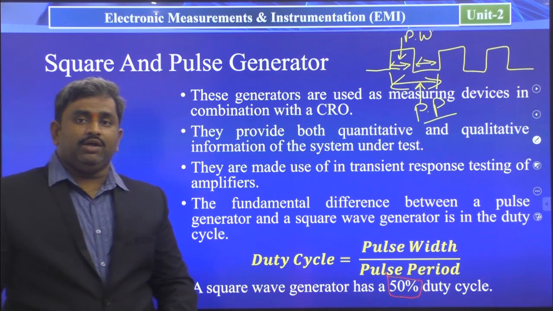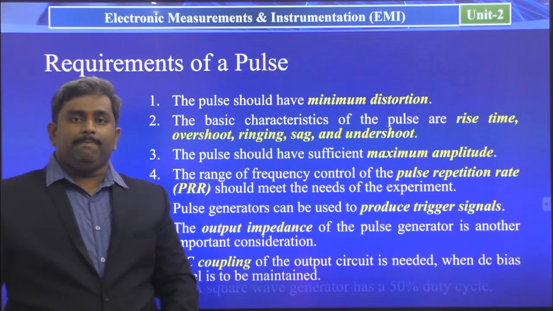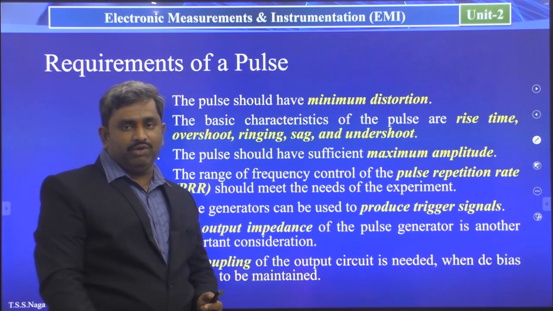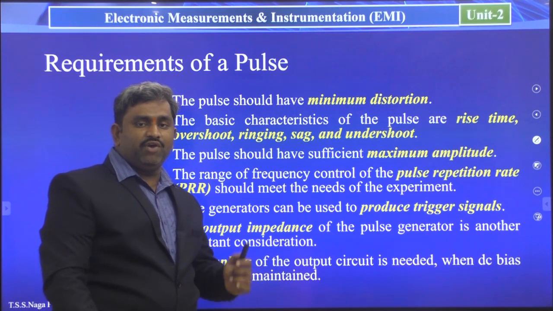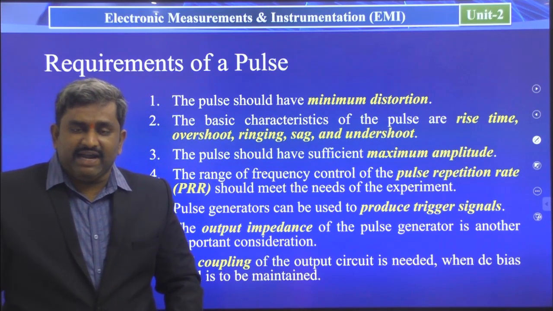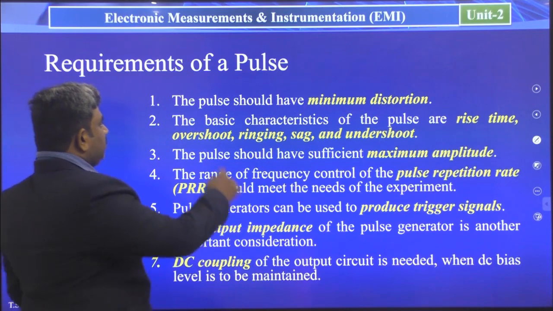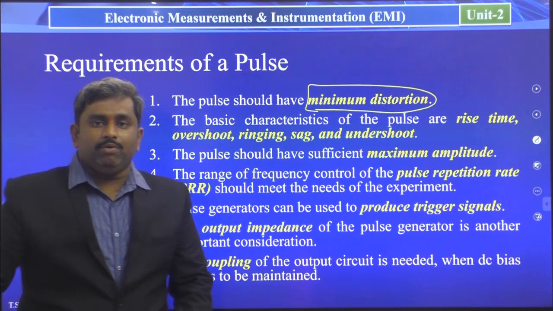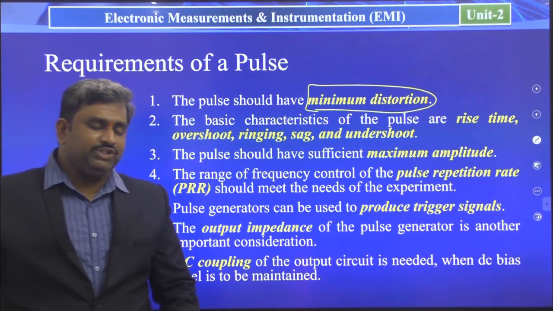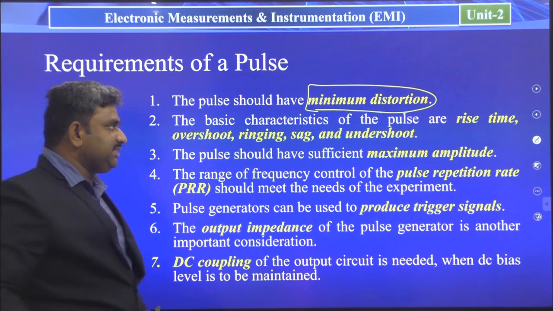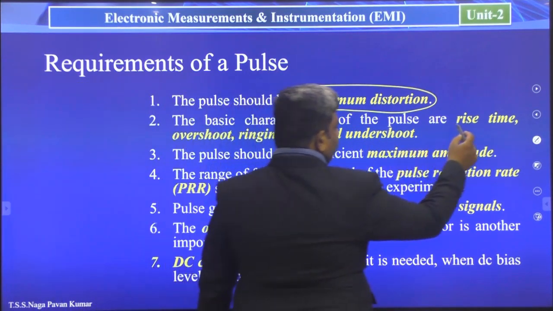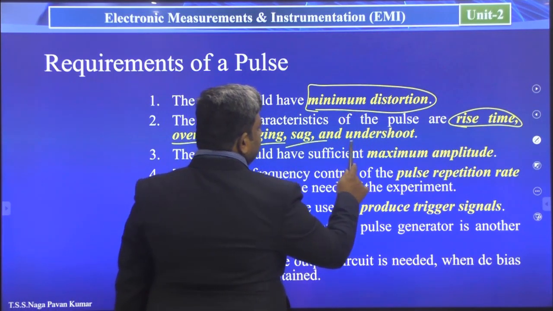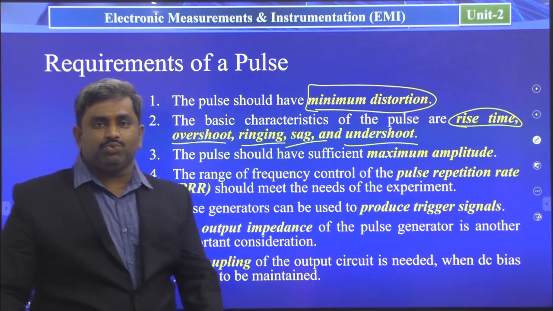So first we have to see the requirement of a pulse generator. If you have a square waveform and you call it a pulse waveform, then it should satisfy some conditions. The first one: the pulse waveform should have minimum distortions. Whichever signal we take, we keep the distortions very minimal. The basic characteristics of the pulse signal are rise time, overshoot, ringing, sag, and undershoot. These parameters we have to monitor.